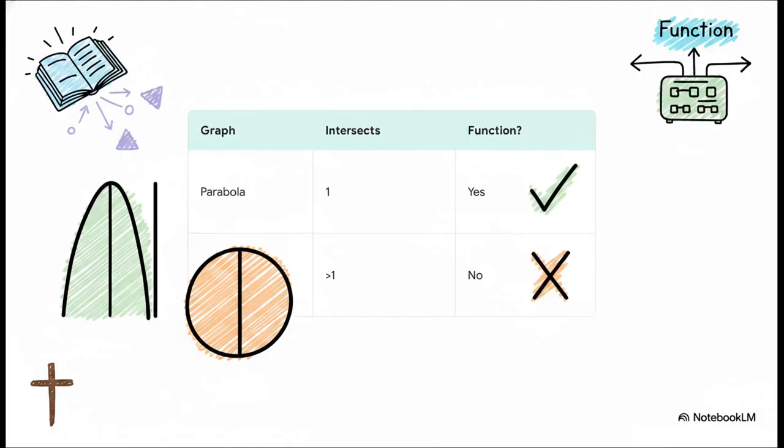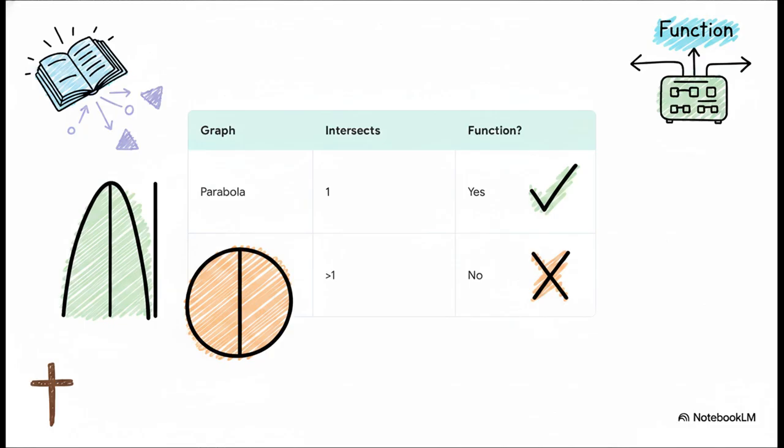Let's actually look at this vertical line test in action. First up, imagine a parabola. That nice, smooth, U-shaped graph for the equation y equals x squared. If you drop a straight vertical line right down through that U-shape, it doesn't matter where you drop it, it's only ever going to slice through that curved line exactly once. So, number of intersections? 1. Is it a function? Absolutely yes.